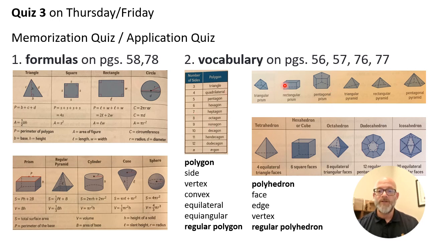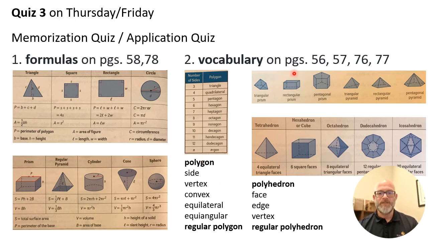And then you have to know what you would call these 3-dimensional solids. They're either prisms or pyramids, and they're based on the bases, right? So triangular prism, rectangular prism, and so on and so forth. And then look at these, the 5 Platonic solids. What is this one here called? A hexahedron. Yeah, very good.